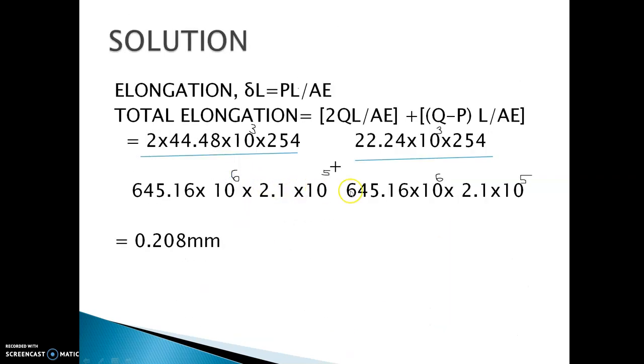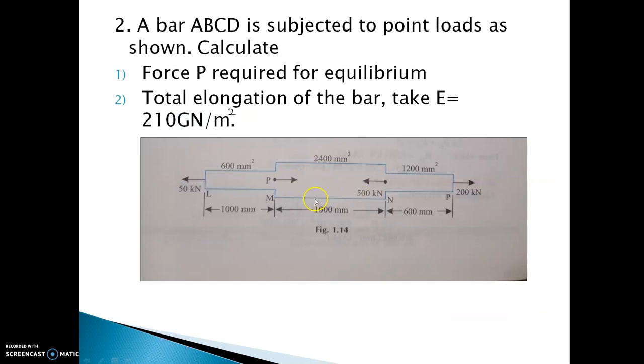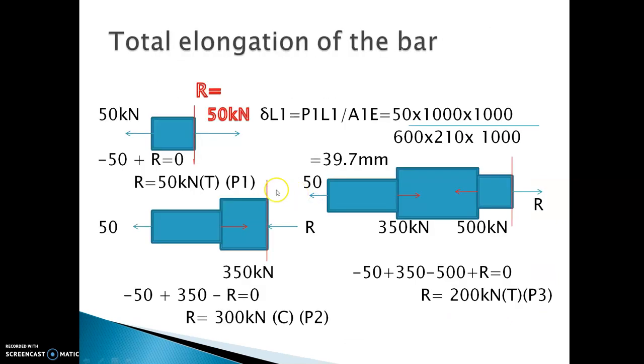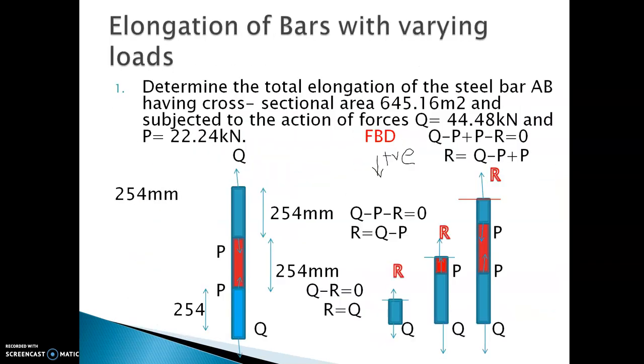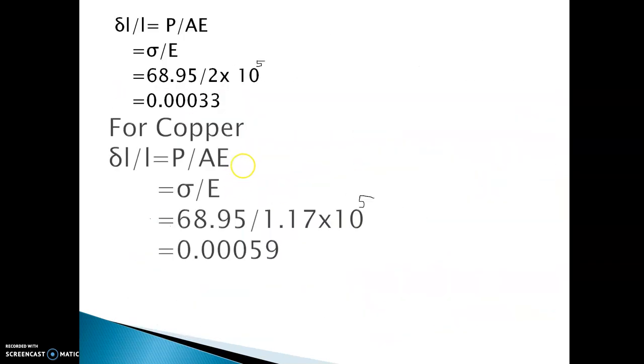Okay, so you'll get the answer for this one as the total elongation for copper. Unit elongation or strain delta L by L is equal to P by E, which is sigma by E. Sigma is given as 68.95 Newton per millimeter square. So you'll get the strain as 0.0059.